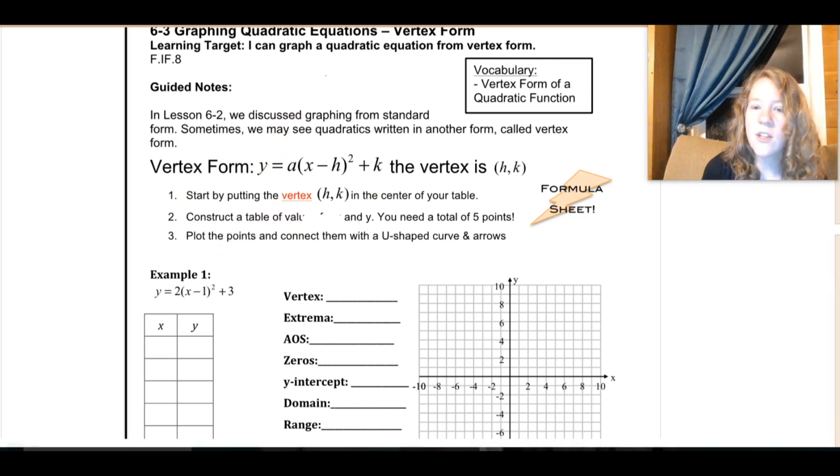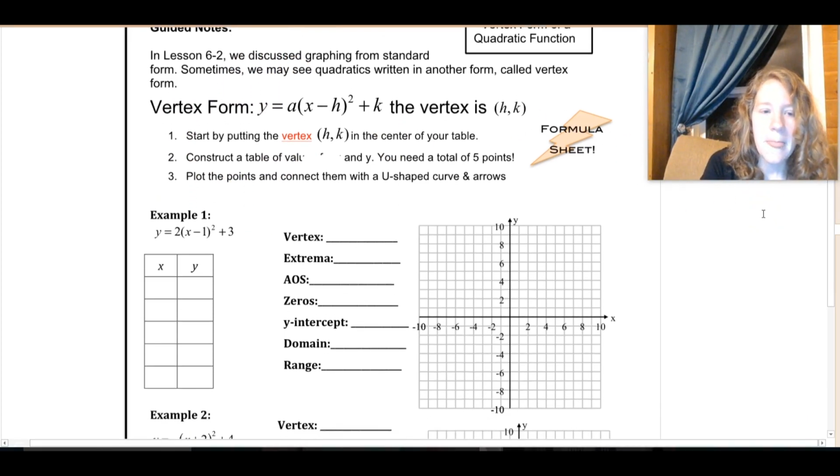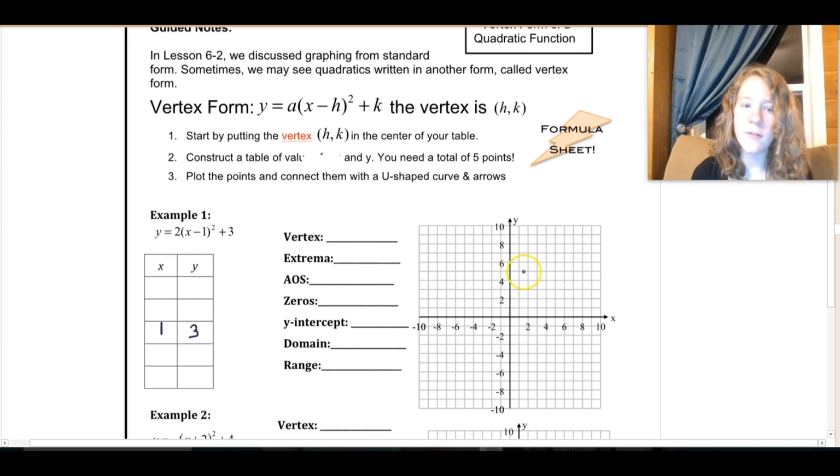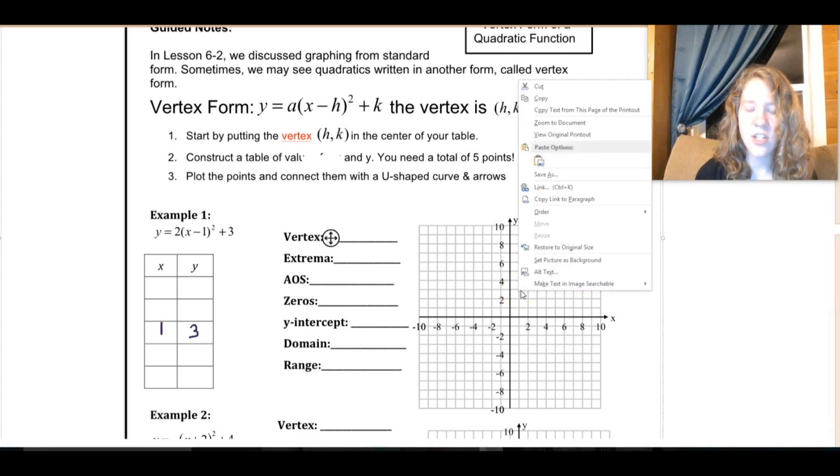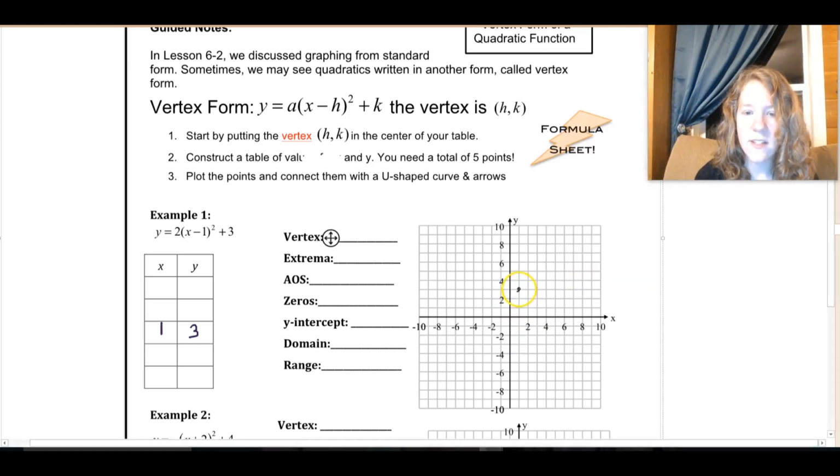All right, so I'm going to do a quick example as I go along with these steps. So my vertex for this one, I'm going to pull a positive 1 and put that here, and then a 3. That is going to be the vertex of my quadratic, and I like to plot the points as I go along, just so that if anything starts looking strange, I can catch that right at the start.